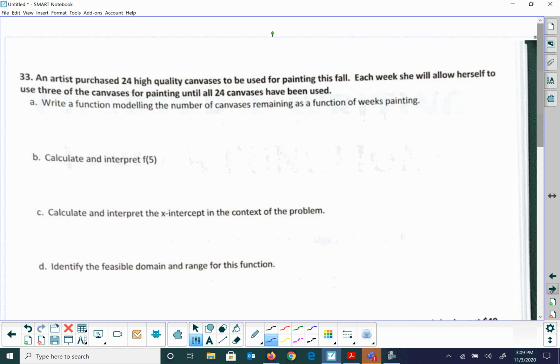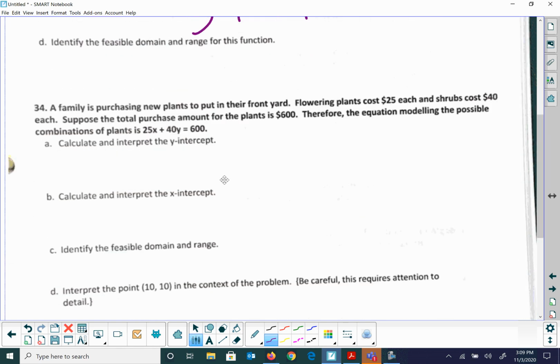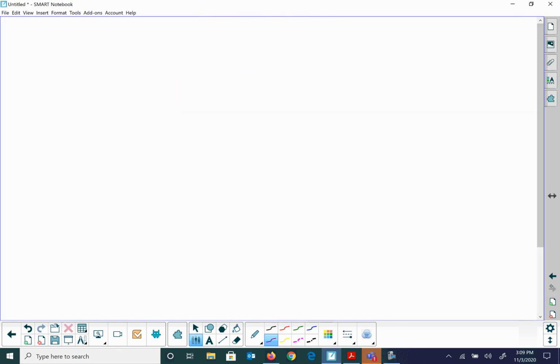Let's see. I don't know if we'll worry about this. We're going to skip this one. I think we can skip this one as well. And that should be it.